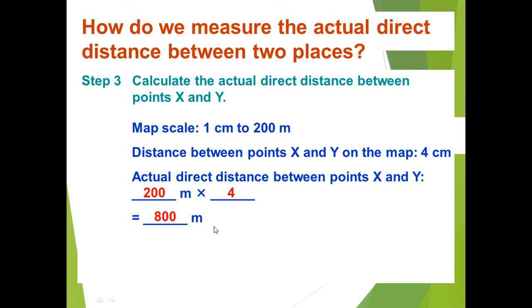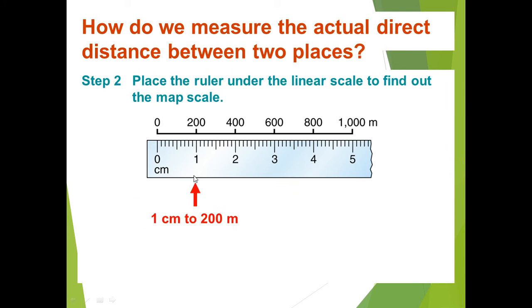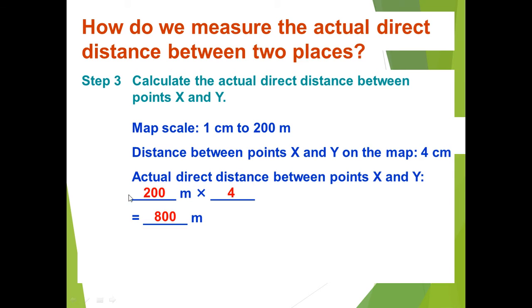The final step is we use the 4 cm measured on the map and the 200 meters we get from the scale bar, and then we multiply them together. So 4 times 200 meters would be 800 meters. So the actual direct distance between these 2 points is 800 meters. Then we can do further measurement to understand how long we need to get to the next point.